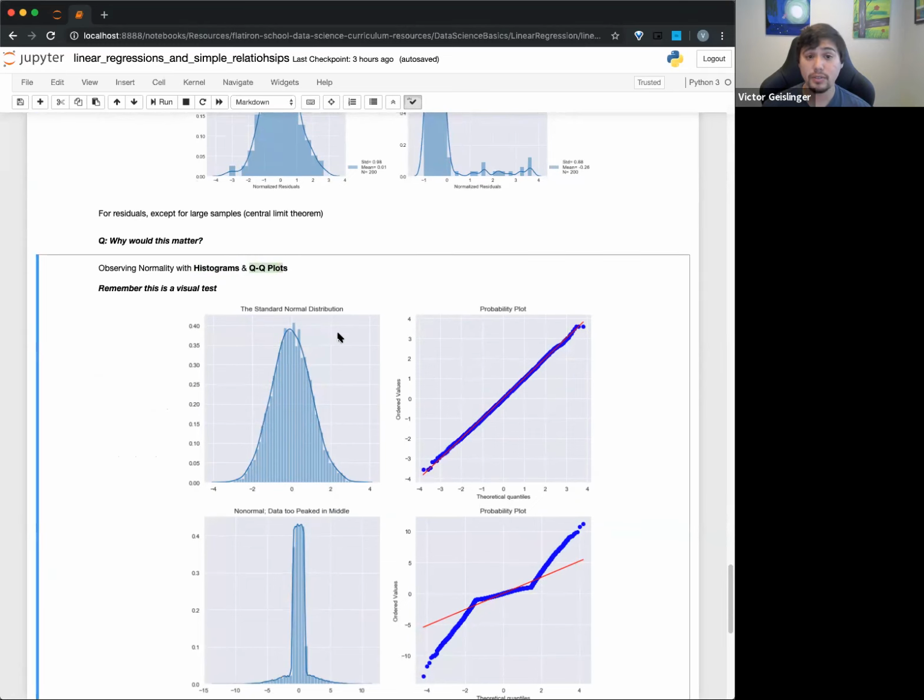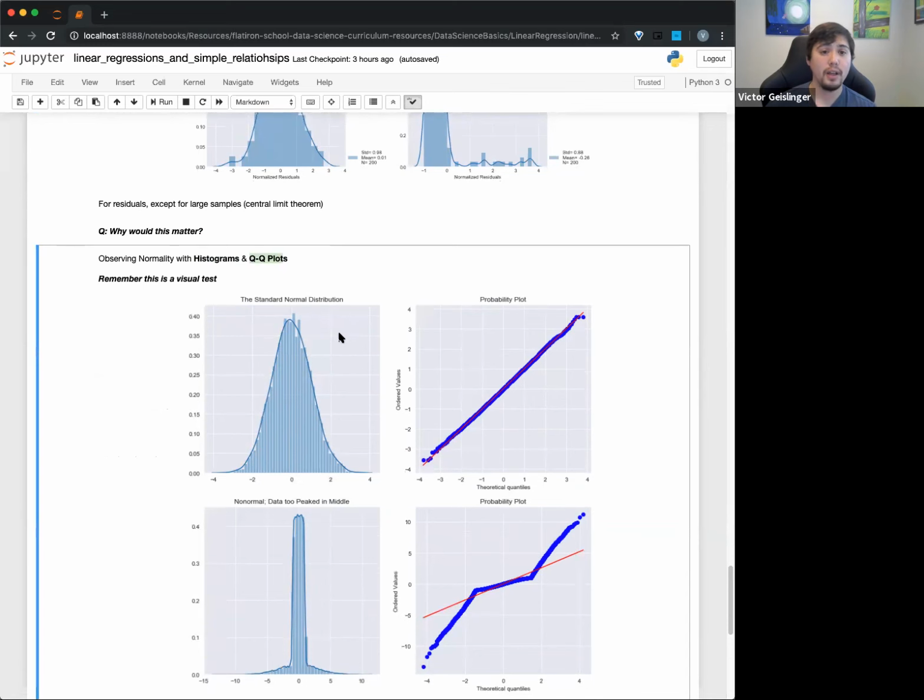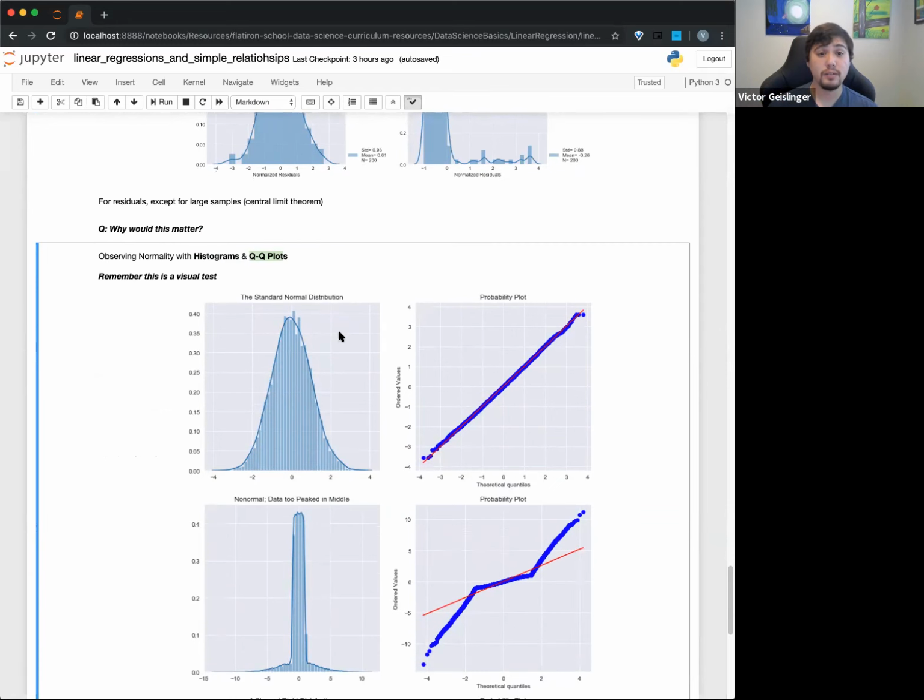And note these are visual tests. This is not saying that if it's not perfectly on here, it fails. You're asking whether it's normal enough, which seems very laid back. There are some ways you can numerically test normality. However, if the data isn't quite normal, you still might want to try out a linear regression to see how well it tests out.